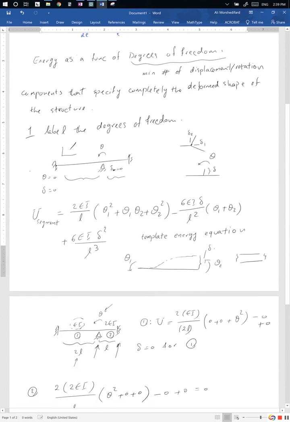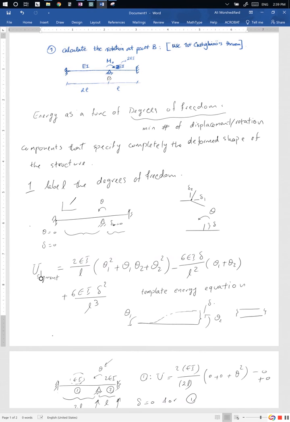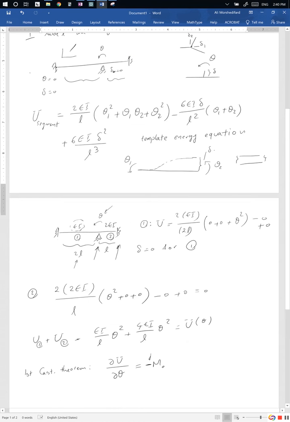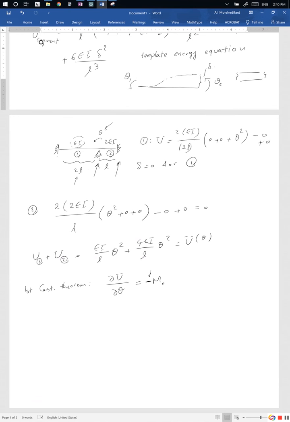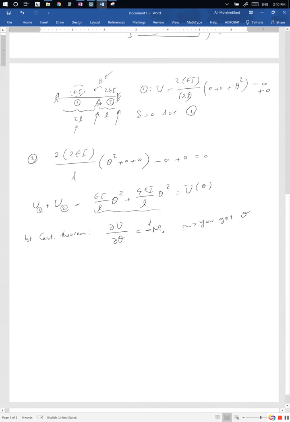So if you look at the original problem, which is here, you can see that the external moment is applied in the clockwise direction, but the direction of our displacement, our rotation was positive in the counterclockwise direction. So you need the negative to account for this difference. So all you need to do now is compute the derivative of this with respect to theta and set it equal to M naught. You get theta, which I leave to you guys.